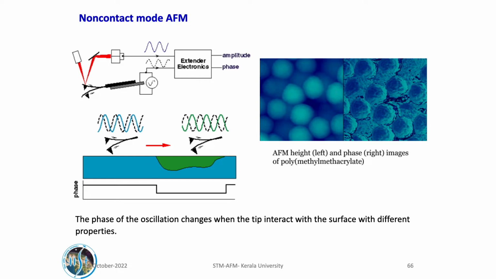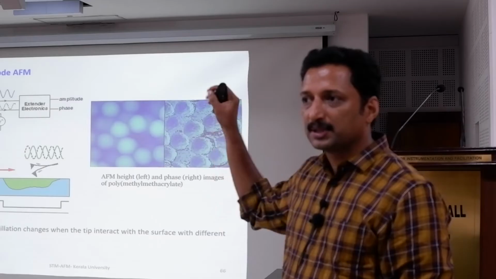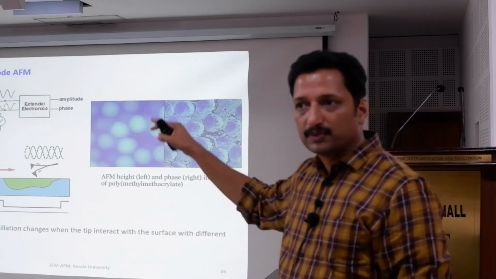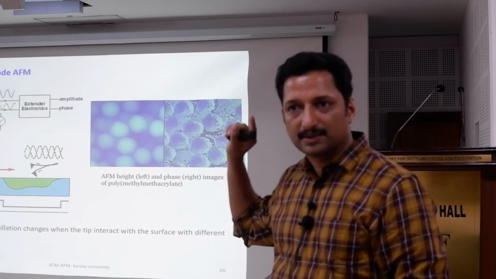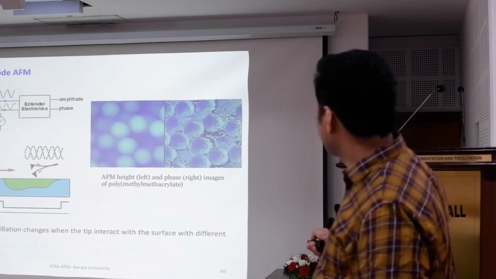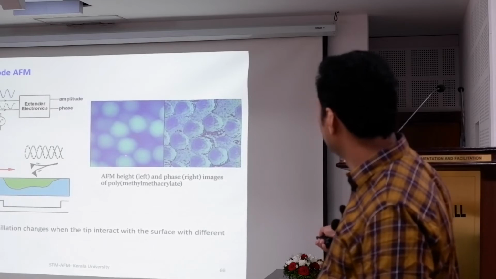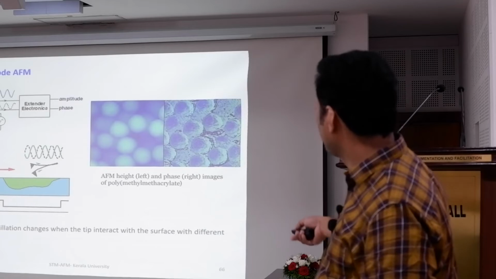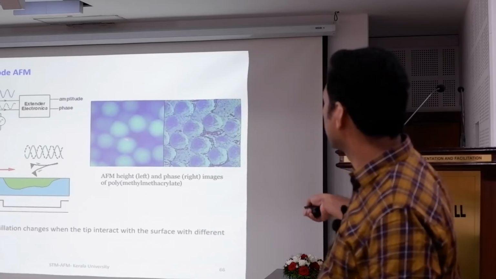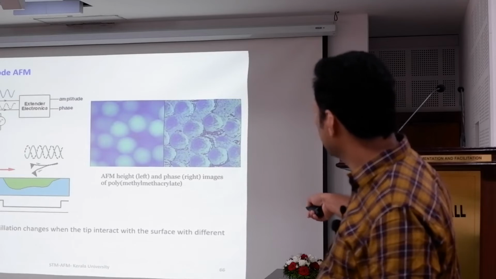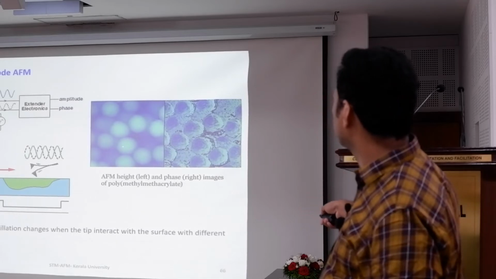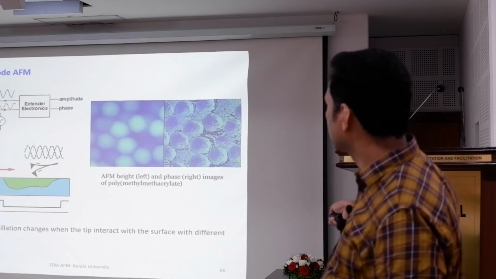Non-contact and tapping mode you can use intermittently to get high resolution for both of this information, because in both non-contact mode and tapping mode we are using the vibration of the tip. In contact mode there is no vibration, it's just dragging on the surface, but in non-contact and tapping modes there's vibration, so we get amplitude, phase, and height images at the same time. So this is an AFM height image of PMMA granules. It's a soft material basically, and at the same time we are getting the phase image also.